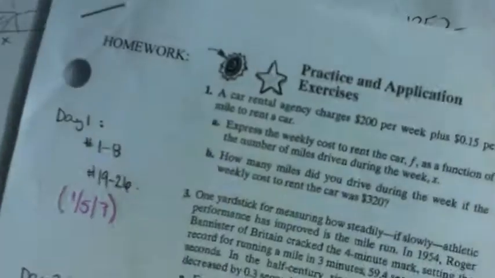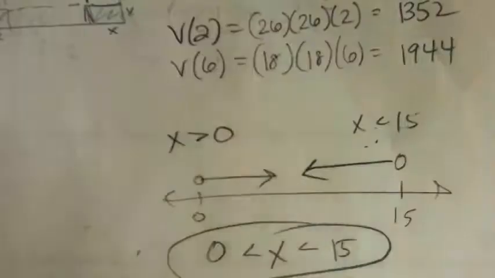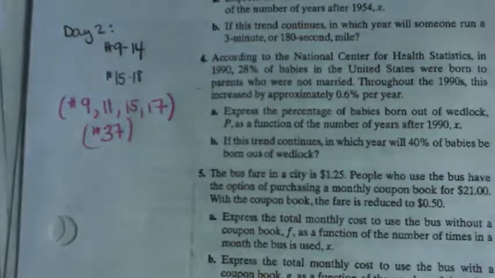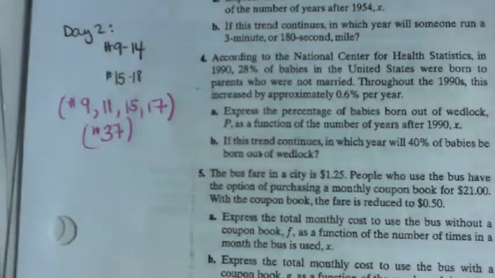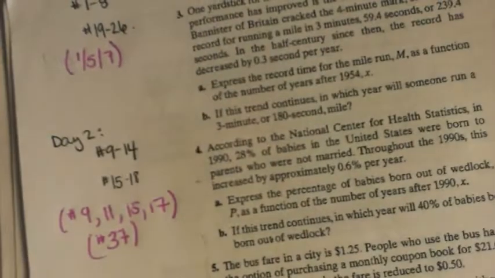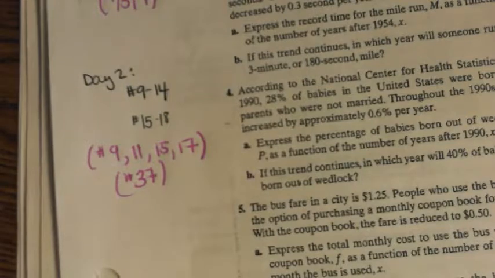Who else was out yesterday? I have these for you. So go through your worksheet and circle or square whatever you didn't do yesterday. 9, 11, 15, and 17. Don't do them on the sheet. There's not enough room. And you want these for practice.